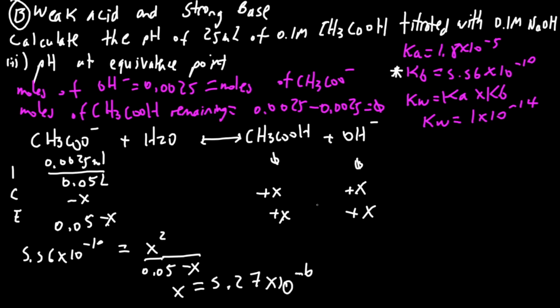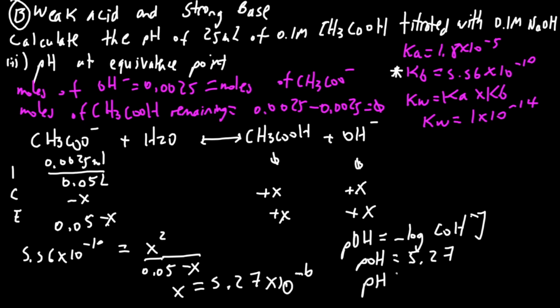From here, you can use the pOH equation. pOH equals negative log OH minus. If you plug this into pOH, you're going to get pOH equals 5.27, and 14 minus 5.27 gives you a pH of 8.72.